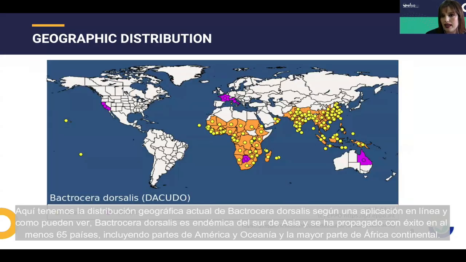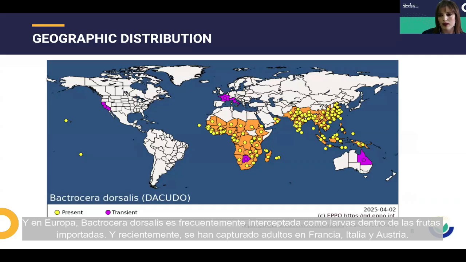Here we have the current geographic distribution of Bactrocera dorsalis as it comes from the EPPO database online. As you can see, Bactrocera dorsalis is endemic to southern Asia and has successfully spread in at least 65 countries, including parts of America and Oceania and most of continental Africa. In Europe, Bactrocera dorsalis is frequently intercepted as larvae inside imported fruits. And recently, adults have been trapped in France, Italy, and Austria.